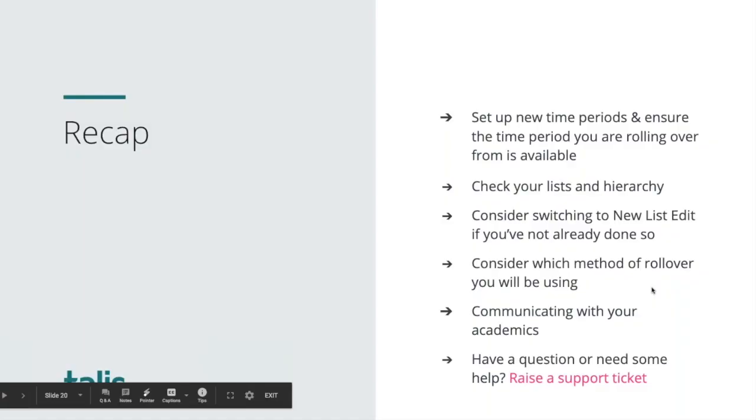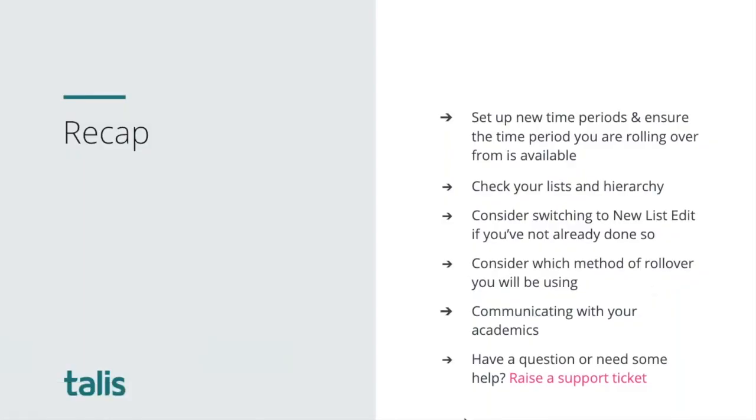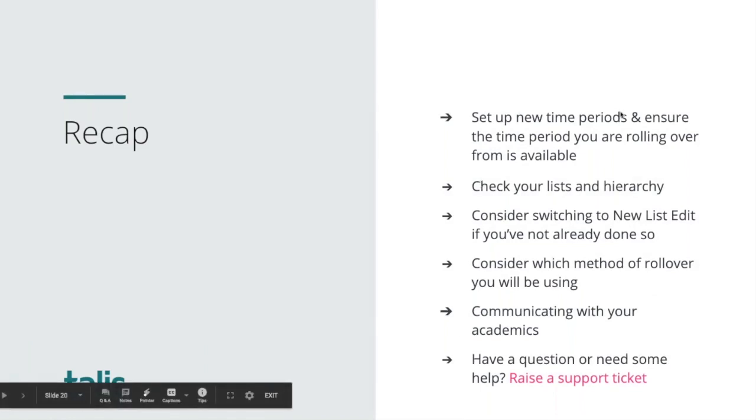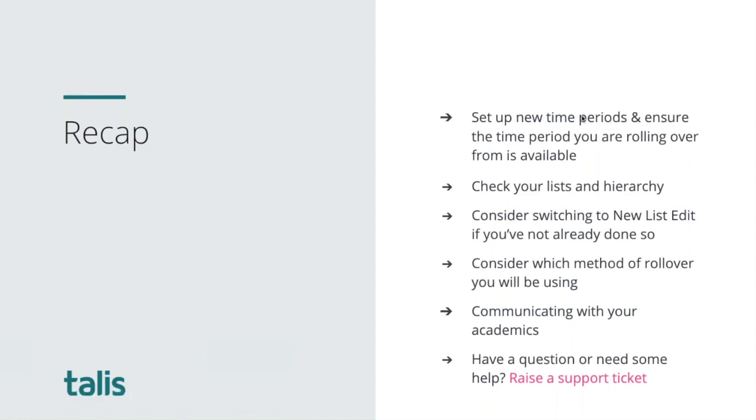So just to recap before we move on from rolling over in Talis Aspire reading lists. Set up your new time periods and ensure that the time period you're rolling over from is available to be selected from that rollover from menu. And you do that by going to, the easiest way is to go to create a new list and then see what time periods are available in that drop down.